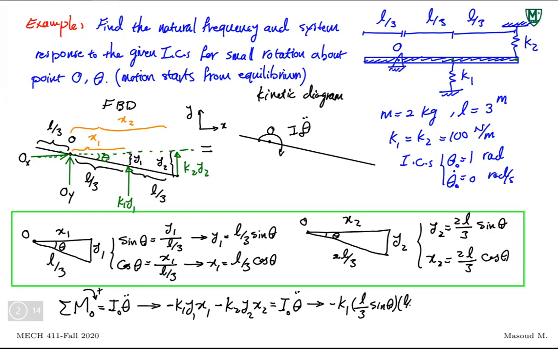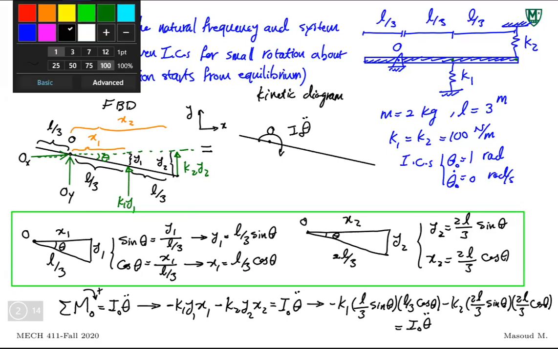X1 is L over 3 cosine theta, minus K2, keep plugging in, Y2 is 2L over 3 sine theta and 2L over 3 cosine theta. This is equal to IO theta double dot. So technically, if you do this math, this is going to give you the equation of motion for this system. Now, keep in mind, there was a small but important assumption that was made there.